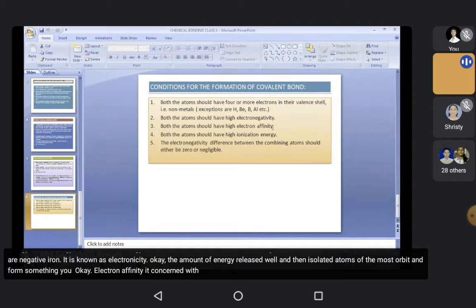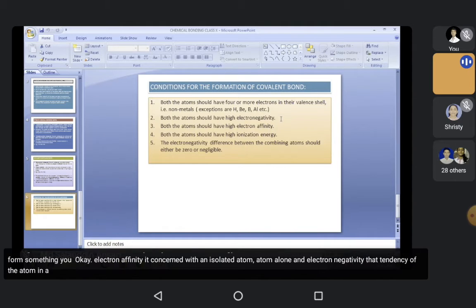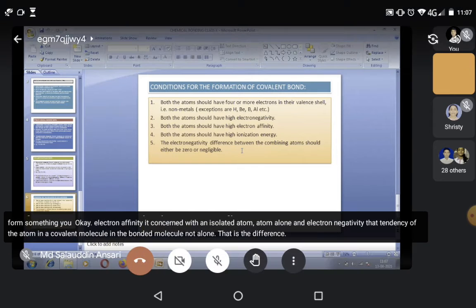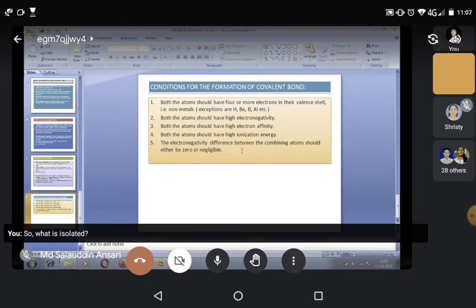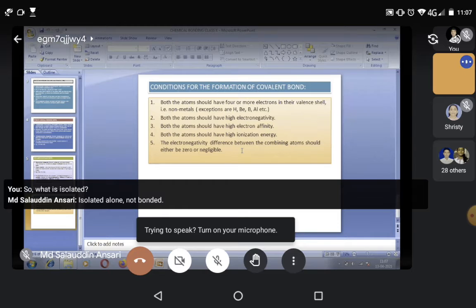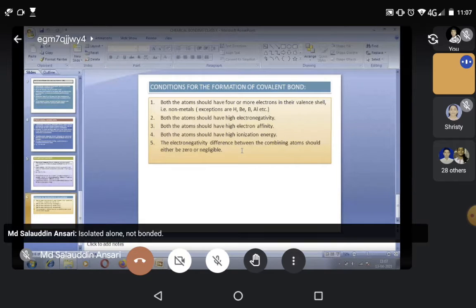Electron affinity is concerned with an isolated atom. Electronegativity is the tendency of the atom in a covalent molecule, in the bonded molecule, not alone. That's the difference. So what is isolated? Isolated means alone, an unbonded atom.